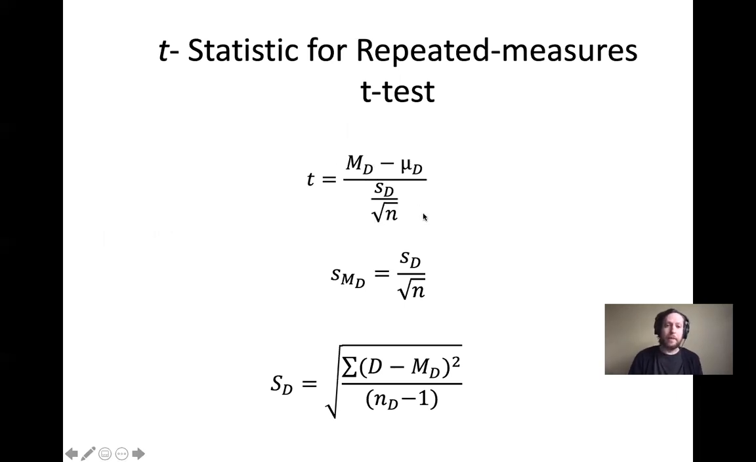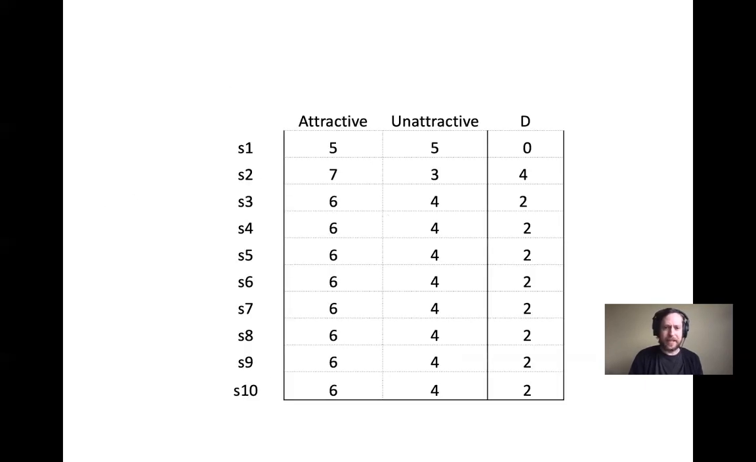The two things we really care about right now are calculating M sub D and S sub D. I think we can already tell quite easily what n is going to be. Can someone tell me what n is going to be? I'll give you a clue. It has to do with these things right here. 10. It is 10. There are 10 people.